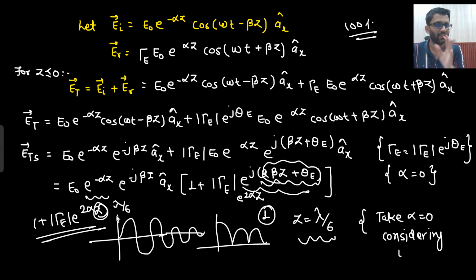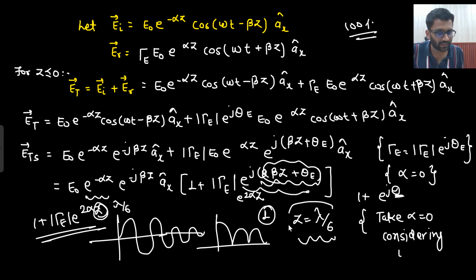What I am saying is that even if you take e to the power alpha z into action, that will remain there as it is. It is not the deciding factor of maxima and minima. The deciding factor of maxima and minima is 1 plus e to the power j theta. This theta is the deciding factor. So first it will decide where you will get maxima, where you will get minima.